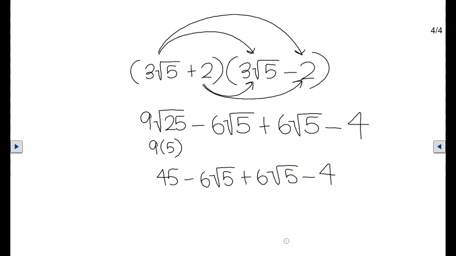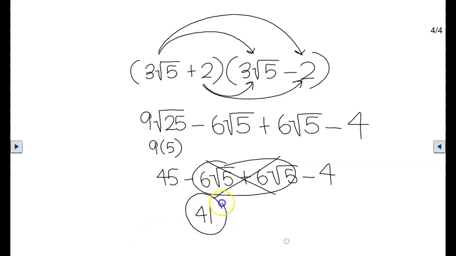Like terms here, we can do 45 minus 5. That's going to be 41. And then notice that you have a negative 6 square roots of 5 plus 6 square roots of 5. Those are like terms. Negative 6 plus 6 is 0. So these are going to cancel each other out. The negative 6 square roots of 5 and the positive 6 square roots of 5 are going to cancel each other out. So 41 will be your final answer.